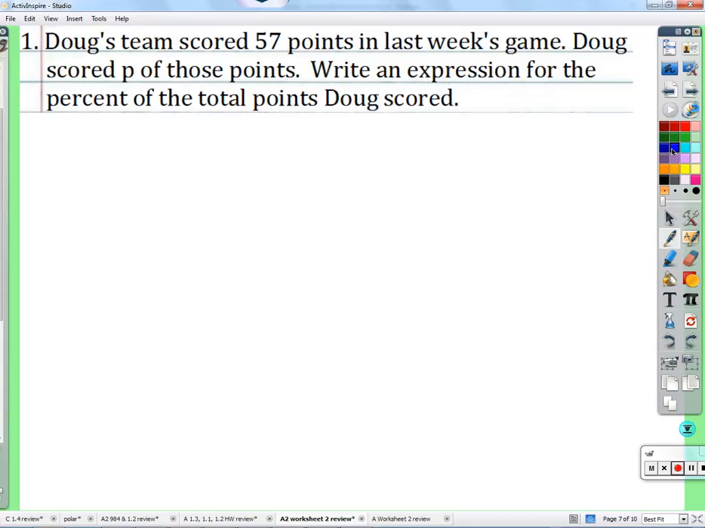Right, so this expression should be what? P divided by 57. So now whatever P is, however many points I find out Doug made, I can plug it in for P and it tells me the percent, right? In fact, I use something similar to this to find your percent scores for your tests and quizzes.